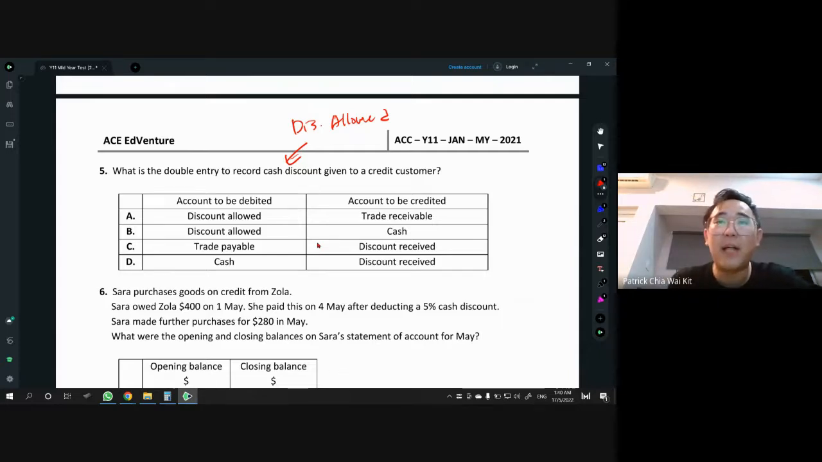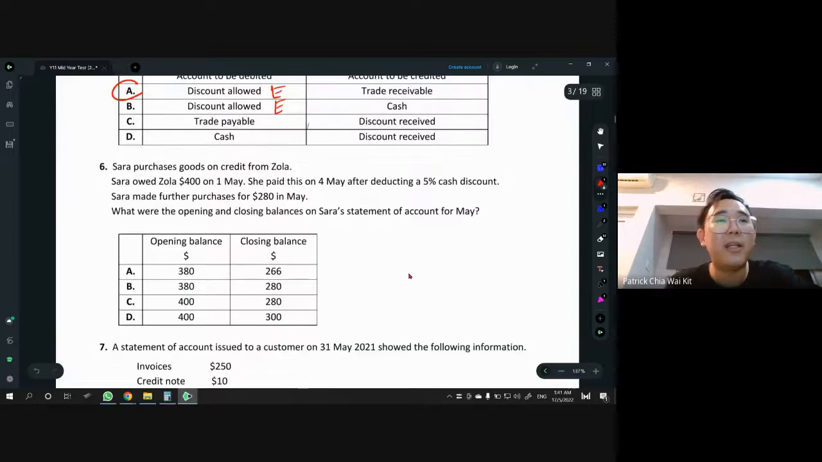So the double entry for discount allowed is DR discount allowed because discount allowed is expenses. So always DR. So it's either A or B. Are we giving cash? Hell no. Okay, always remember we give people discount. We don't give them money. All right. So the answer is A. DR discount allowed, CR TR. Okay. Control account. Remember control account. Definitely you need this answer.